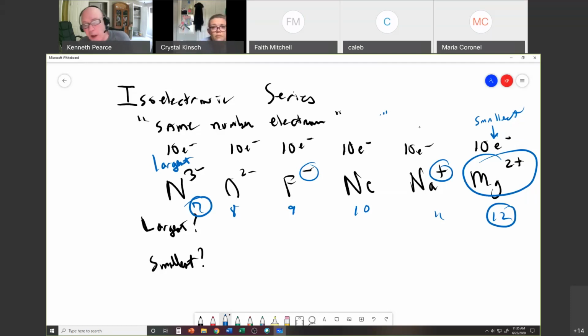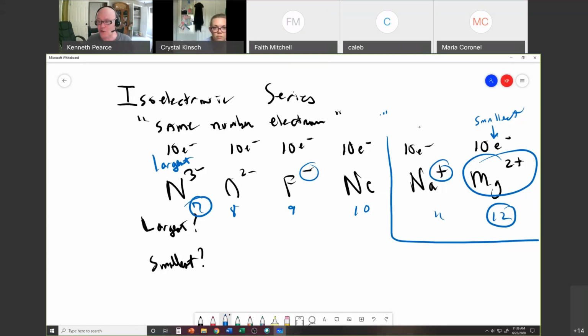It's not quite the opposite, but it's different from what I just told you, which is left to right you get smaller, top to bottom you get bigger. When you hit here, you're still in the same shell. The only difference is you're adding more protons. It doesn't matter where you're at on the periodic table. If you have the same number of electrons and a different number of protons, it's going to suck them in more if you've got more protons, regardless of whether you've started a new row or not.